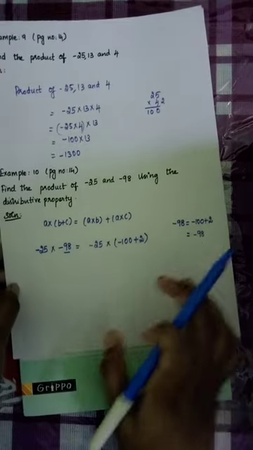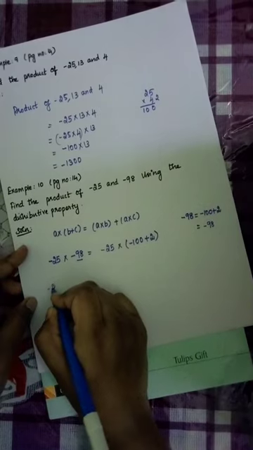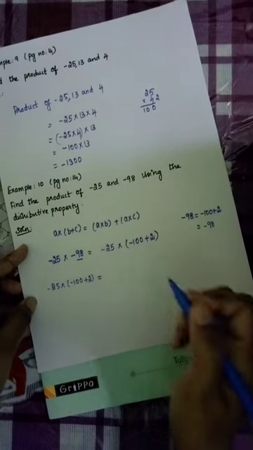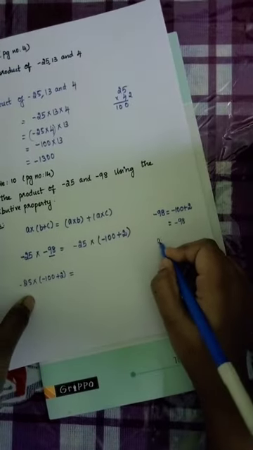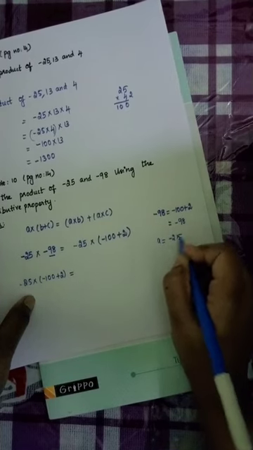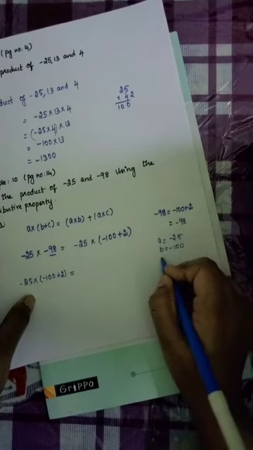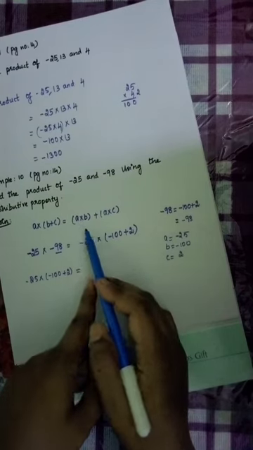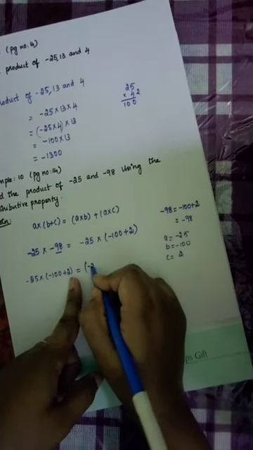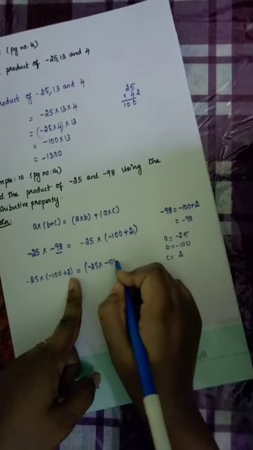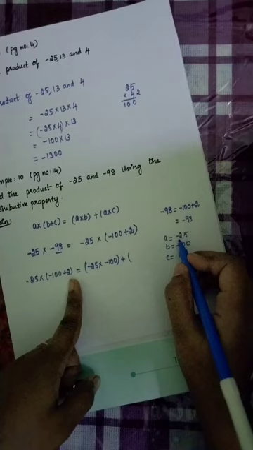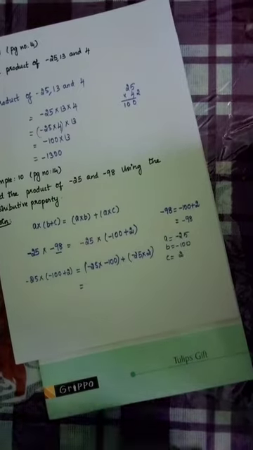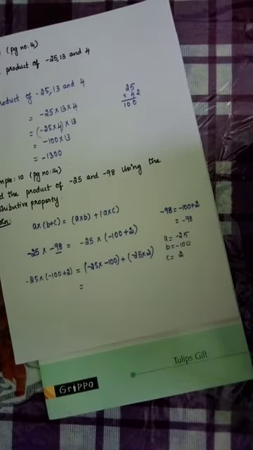Next I am going to apply the property. Minus 25 into minus 100 plus 2. What is the value for A? Value for A is minus 25. Value for B is minus 100. Value for C is 2. Next substitute all the values in the property. A into B plus A into C: minus 25 into minus 100 plus minus 25 into 2.